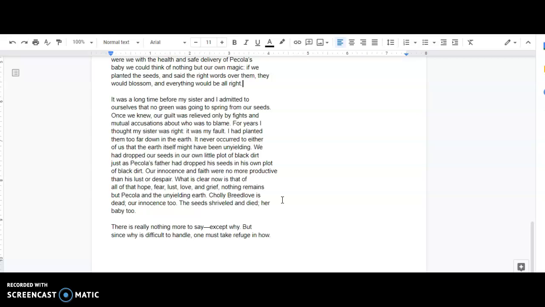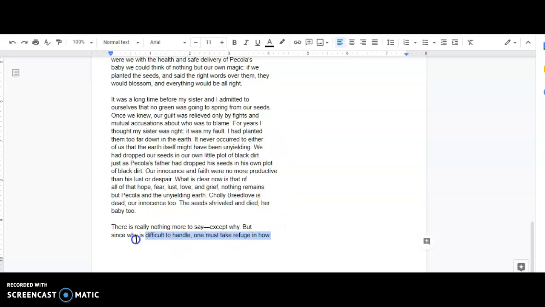Okay, so we are not only given some background information here, but we're also kind of told the end. Like by the end of the novel, Cholly Breedlove, who is Pecola's father, is dead. Pecola loses her baby. The marigolds do not grow. We have no idea what that means for now, but maybe we will later.